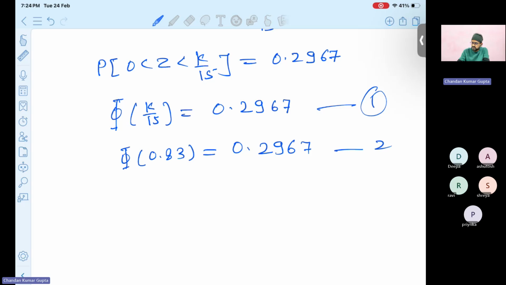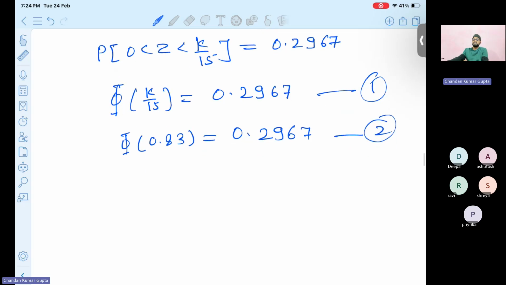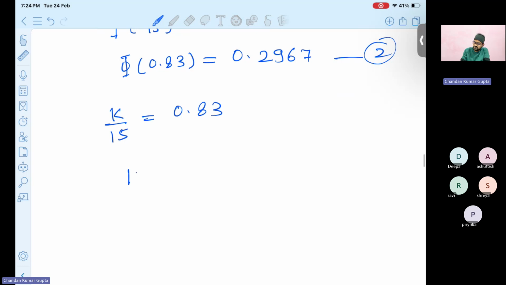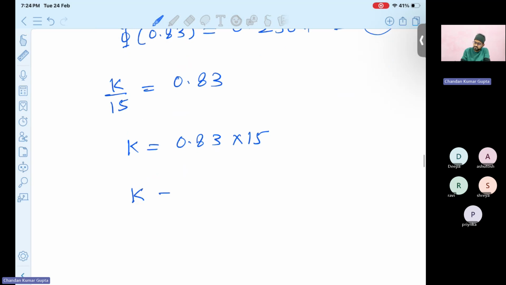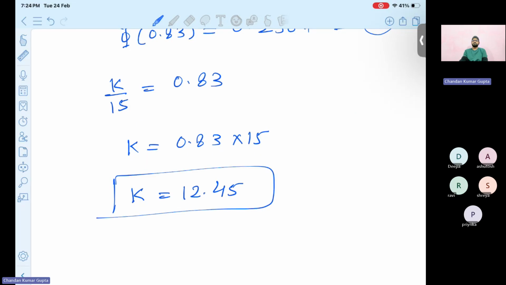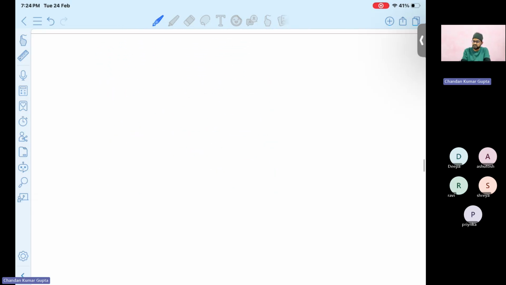Again, the two sides can have the similar right hand side value. So k upon 15 has the value 0.83, and from there we can calculate: 0.83 multiplied by 15 comes out to be 12.45. Okay, so the value comes out to be 12. So up to this point, does anyone have any doubt? Please ask. No? Then let's solve the next question.